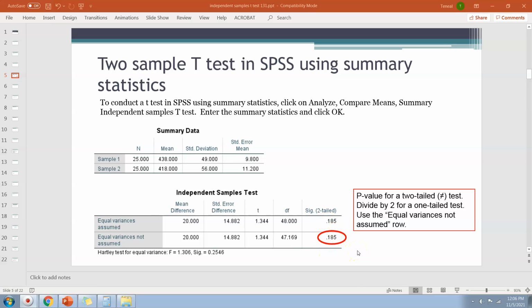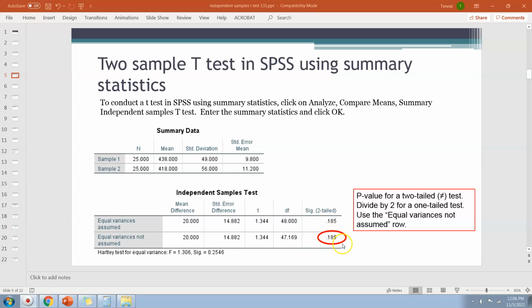This is one of those things that's kind of a carryover. I know I told you that SPSS had updated some of the way they write output, but this one hasn't been updated yet. So this one is still going to be sig two-tailed is your p-value for a not equal to alternative hypothesis.